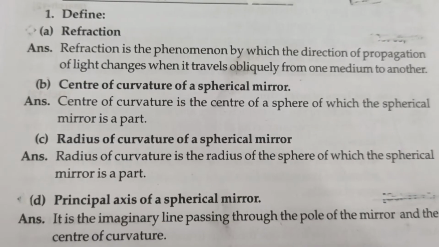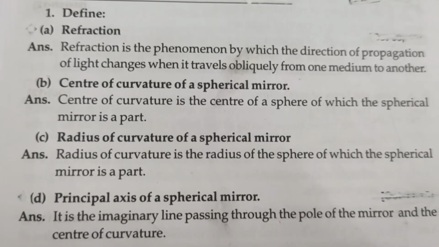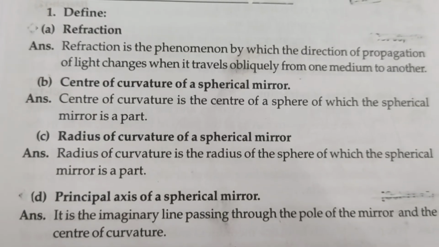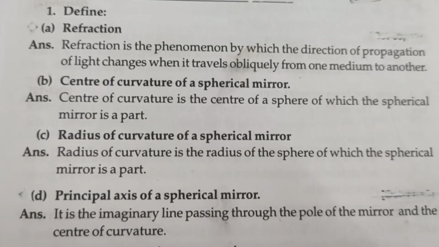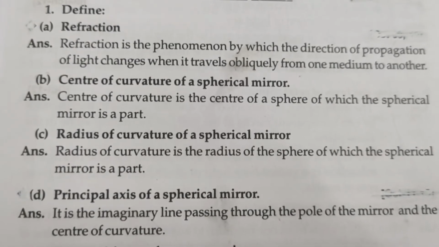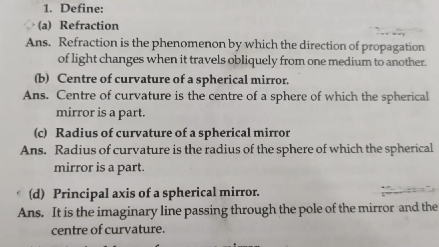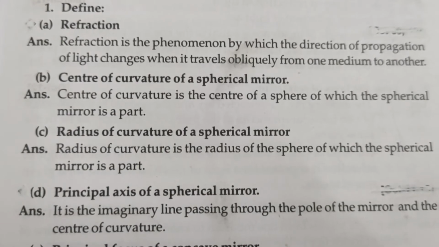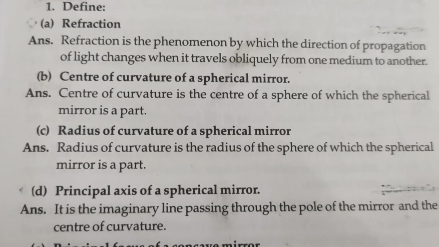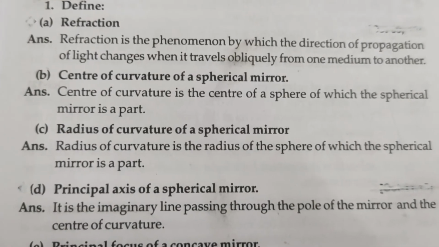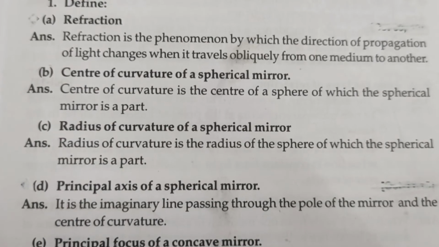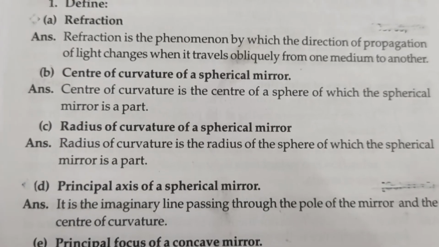Center of curvature of a spherical mirror. Center of curvature is the center of the sphere of which the spherical mirror is a part. Radius of curvature of a spherical mirror. Radius of curvature is the radius of the sphere of which the spherical mirror is a part. Principal axis of a spherical mirror. It is the imaginary line passing through the pole of the mirror and the center of curvature.